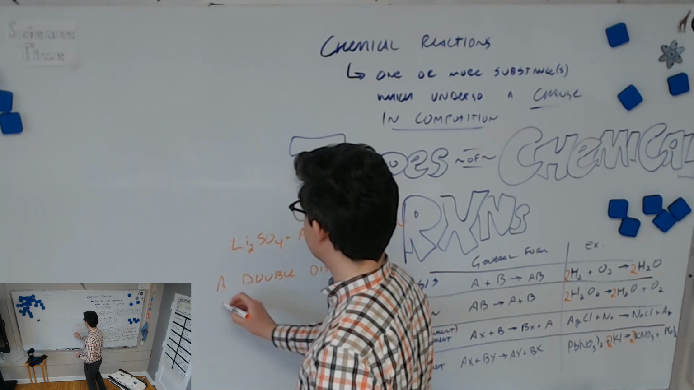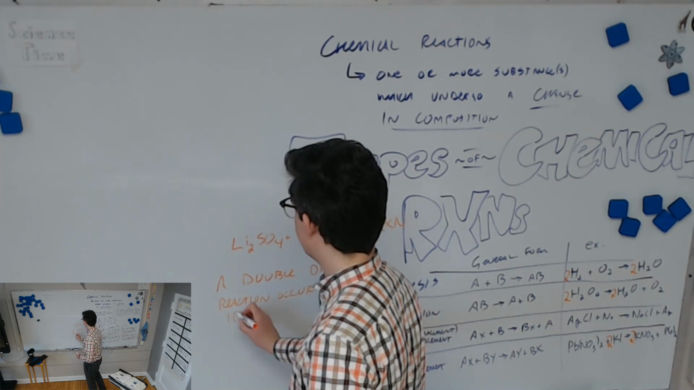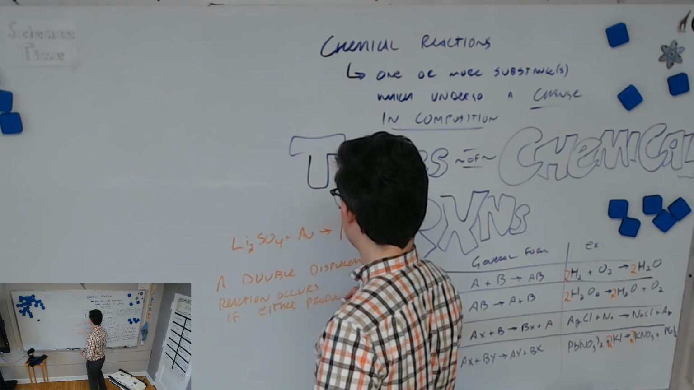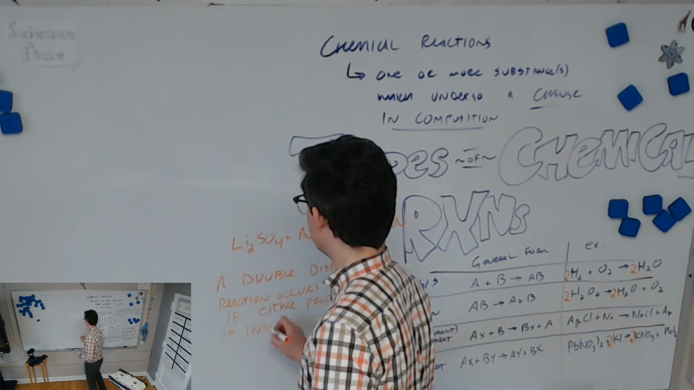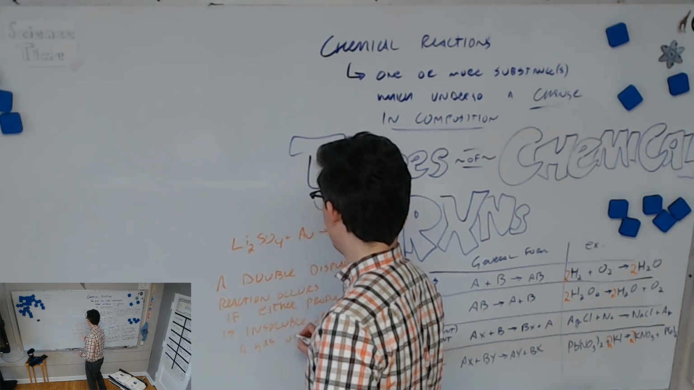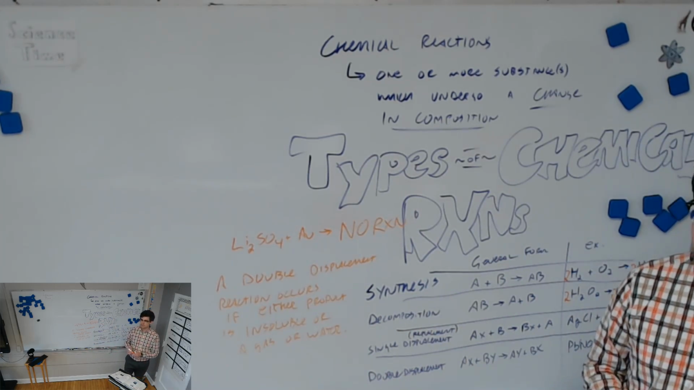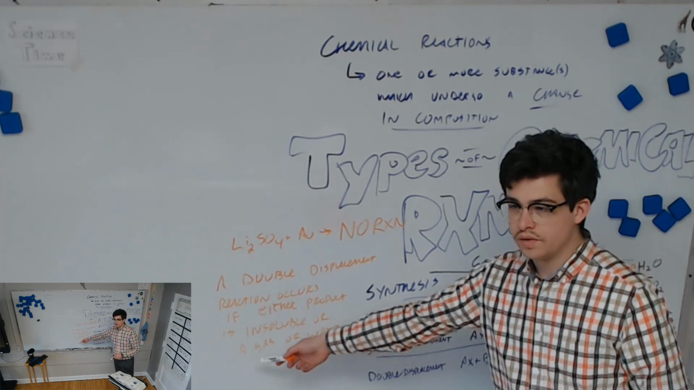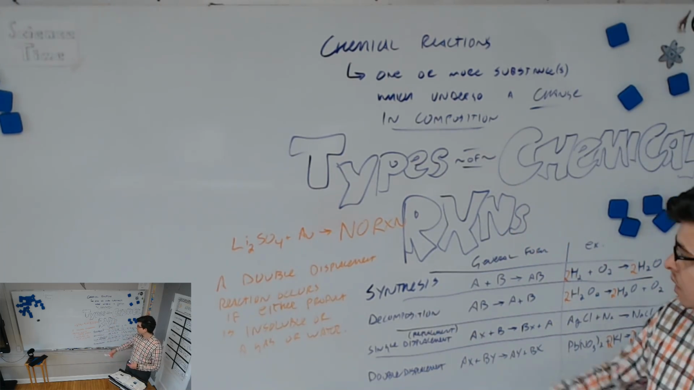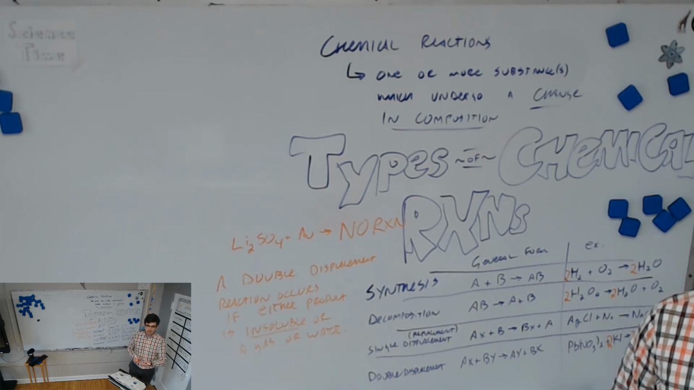The double displacement reaction occurs if either product is insoluble, or a gas, or water. You know what water means: H2O. The book will tell you if it's a gas or not. Or what might this word insoluble mean? Unable to dissolve.